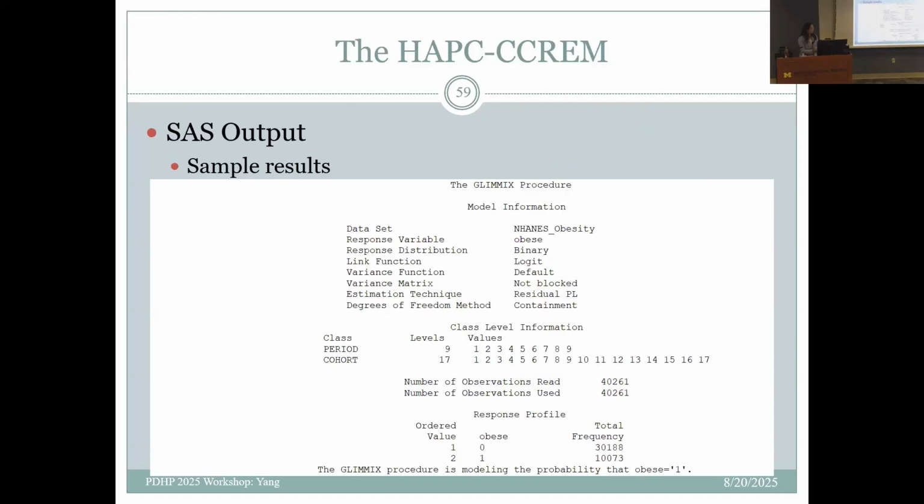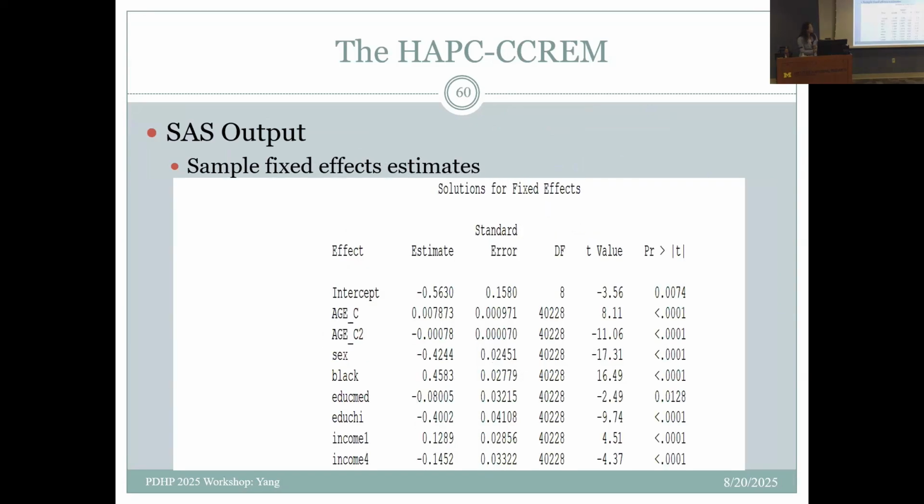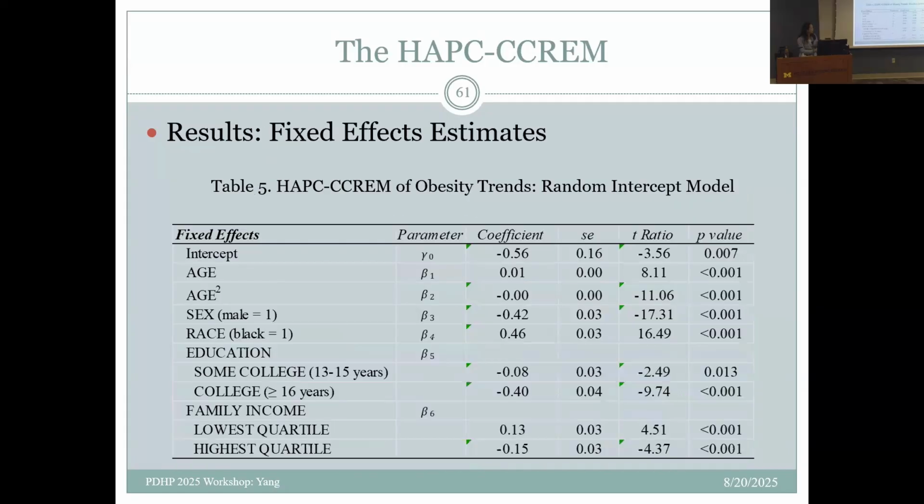So this is a screenshot of the SAS output. So what you should expect to see if you estimate the model. This is the top part of the model that describes the general situation of the model information, the period and cohort variable, the number of observations, and the dependent variable coding. This is the sample fixed effects estimates part of the output of all the variables we just talked about: age, sex, Black, education categories, income categories.